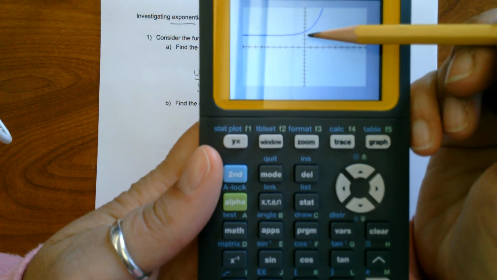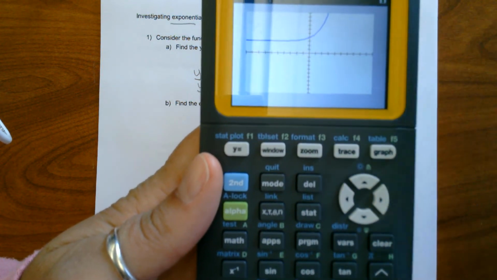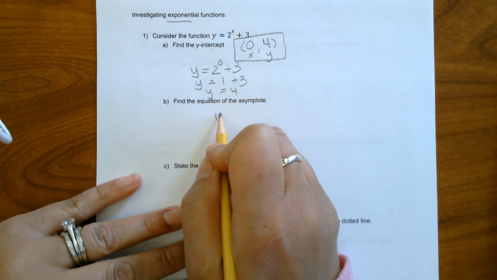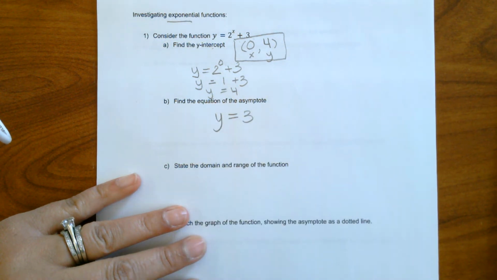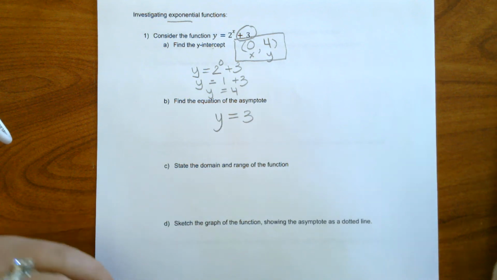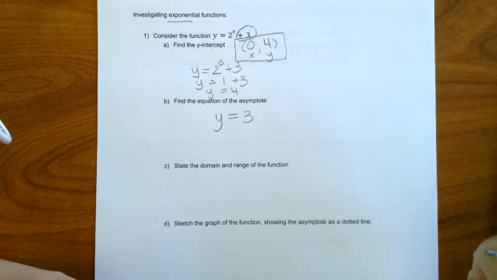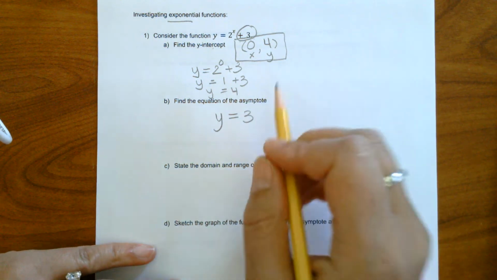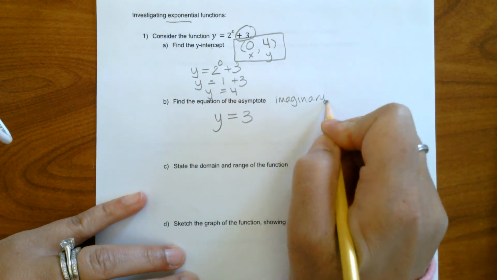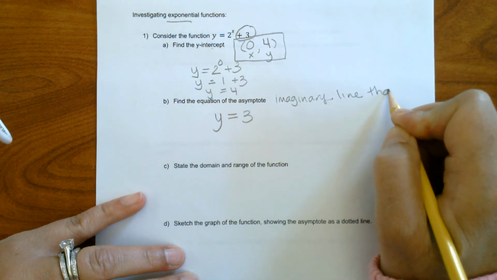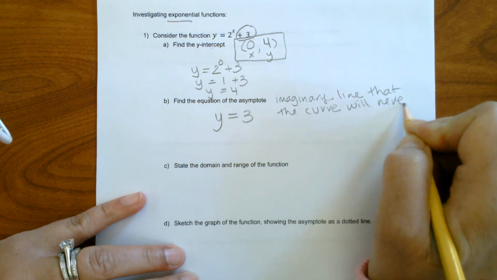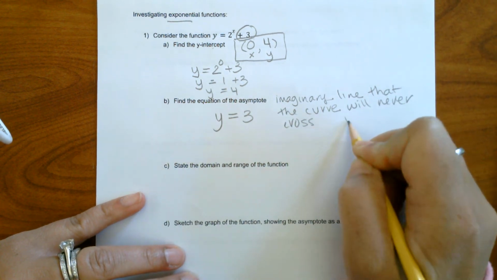It's a sad story, and that's what an asymptote is. It's the number that the curve will never go below or above. So the equation of our asymptote here is going to be y equals 3. How did I know that? Well, if you look at this number here, the number that's being added on is going to be your asymptote. That's it. That's where you find it. Okay, so an asymptote is the imaginary line that the curve will never cross. It'll try to get there. It won't cross, which is the sad story.